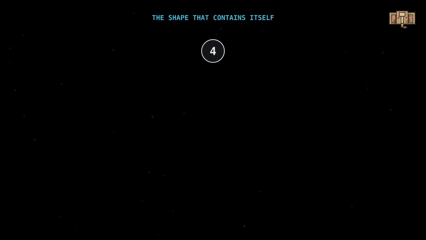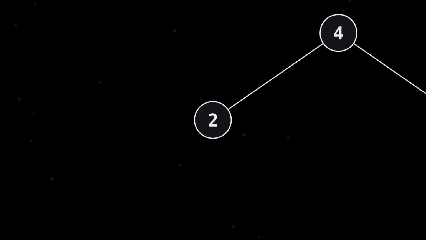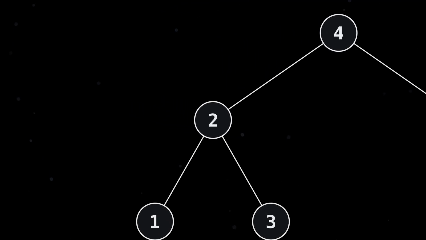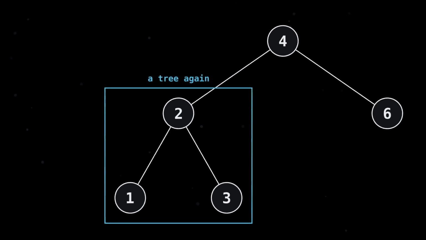Start with a single box holding a number. It can hang two smaller boxes below it, a left one and a right one. Here is the move that makes everything click. Each of those boxes obeys the very same rule and can hang its own two smaller boxes. Zoom into any child and you are looking at another tree, just a smaller one. Every node is the root of its own little tree.